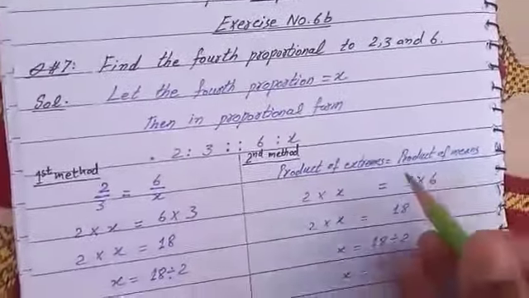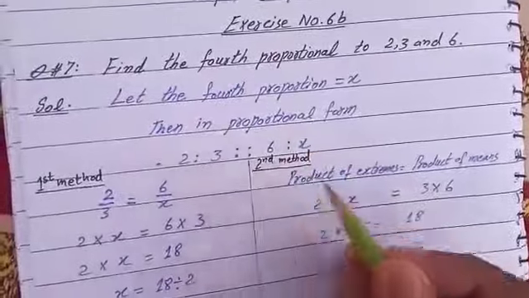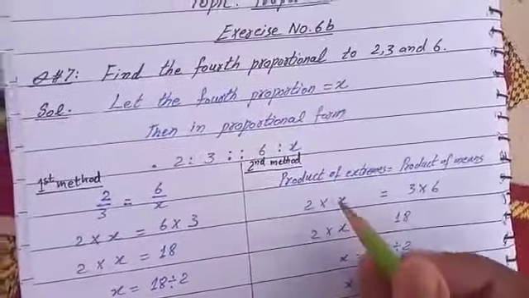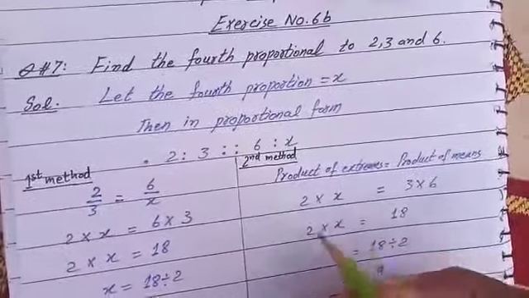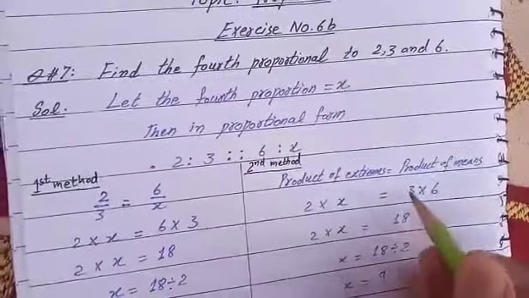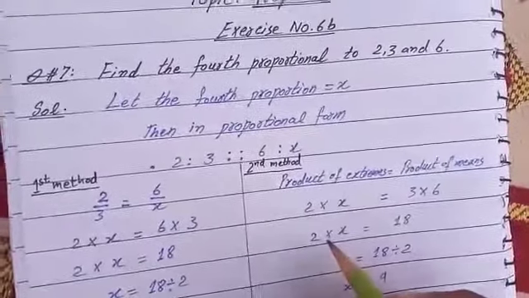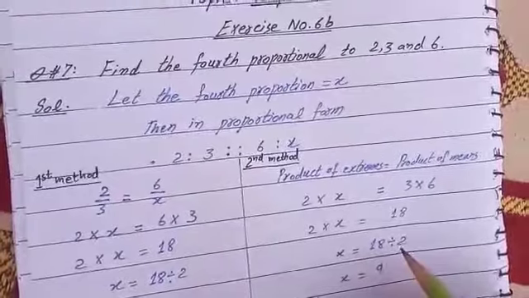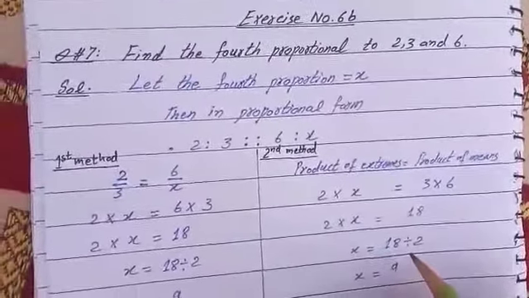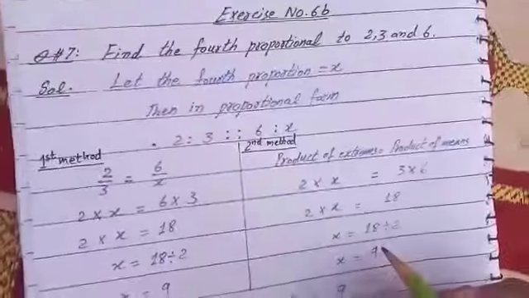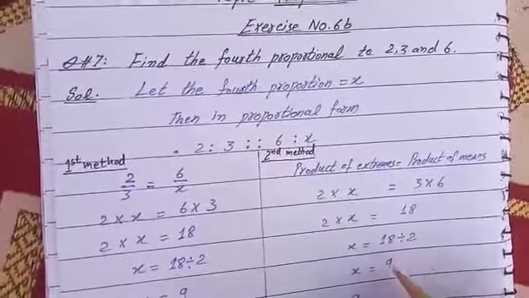About the cross product rule: 2 multiply x, 3 multiply 6. 2 is not multiplied with x, it will be written as it is, and 3 6s are 18. 2 is multiplying here, so it will be divided on the other side. 18 divided by 2, x is equal to 9. The required proportional, that is to say the fourth proportional, is 9.